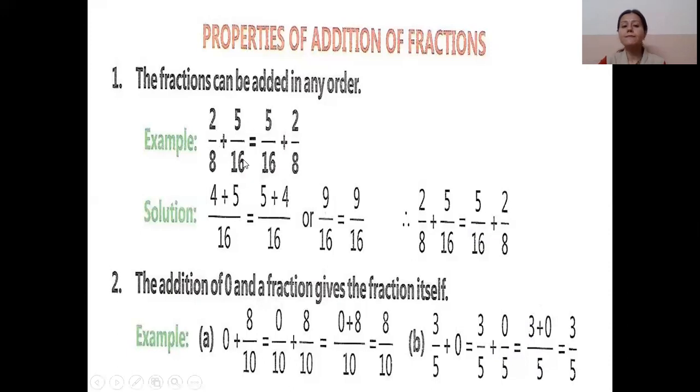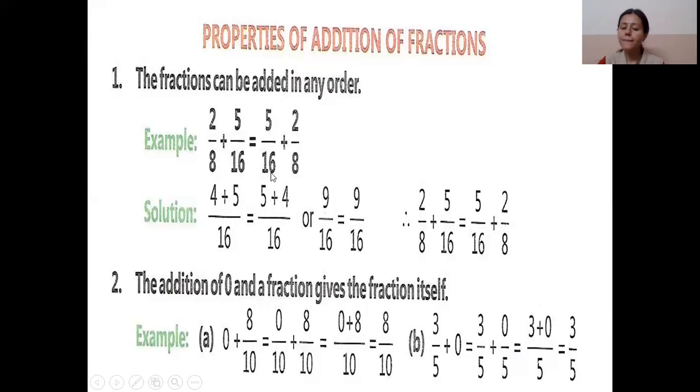2 upon 8 plus 5 upon 16 is equal to 5 upon 16 plus 2 upon 8. 2 upon 8 plus 5 upon 16, beta. These are your unlike fractions. First of all, you will convert them into like fractions by finding out the LCM of the denominators. The denominators are 8 and 16. LCM of 8 and 16 will be 16, beta. Now 8 2s are 16, so 2 2s are 4. 16 1s are 16, so 5 1s are 5.